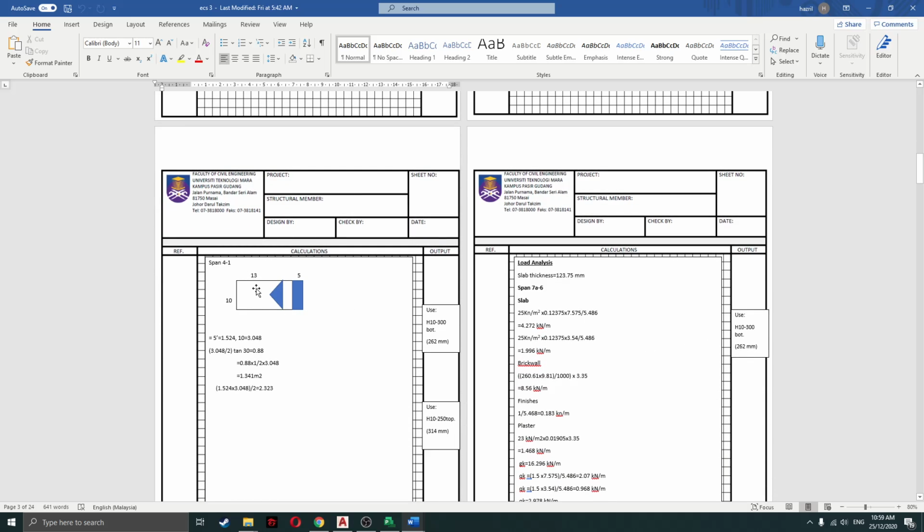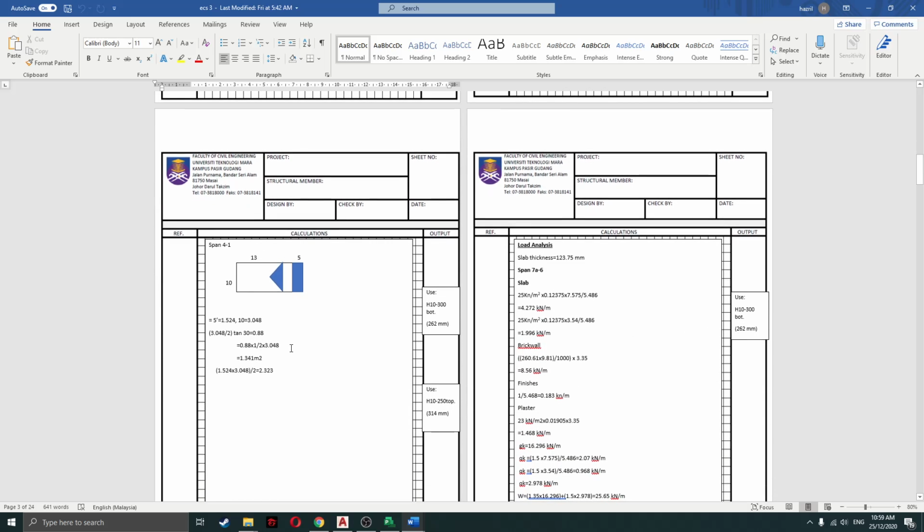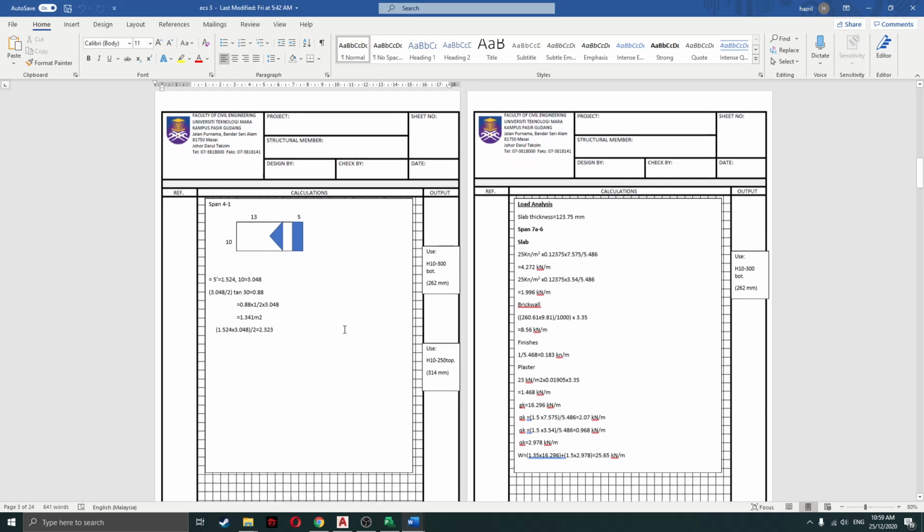For span 4 to 1, same thing. I find the height of this thing and then times the area of the triangle, then divide by 2, I get 2.323 meter square.